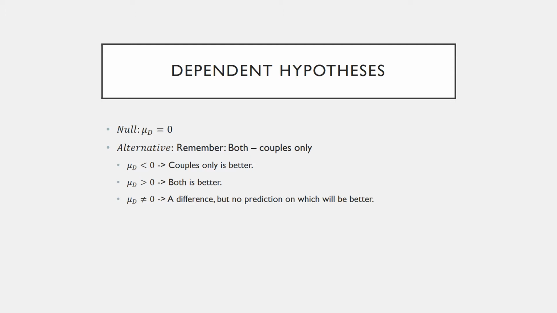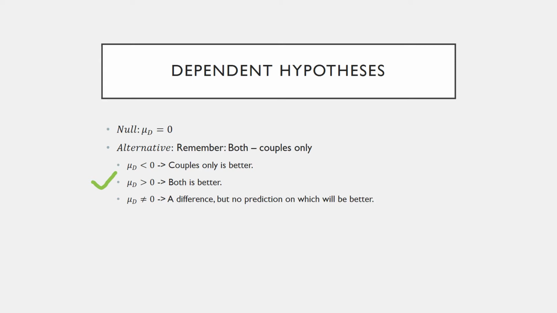I would then pick the greater than, because of how we subtracted. So we did both minus couples only. I think both will be the higher in happiness. Remember, this is happiness, so bigger numbers are better. You need to know what your outcome is when you're considering this also, because if it was sadness or depression or something, we would have the opposite. But in this case, it's happiness, so high numbers are good.